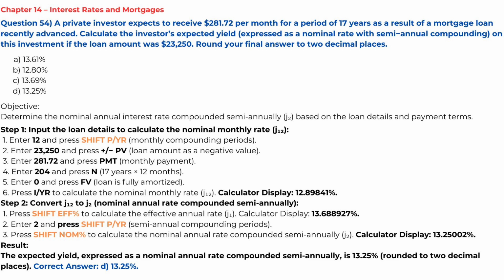Step 2. Convert J12 to J2, nominal annual rate compounded semi-annually. Press Shift Effective. The calculator displays 13.688927%, that is J1 is 13.688927%. Enter 2 and press Shift PYR. Press Shift Nom. The calculator displays 13.2502%, that is J2 is 13.2502%. Final result: the expected yield, expressed as a nominal annual rate compounded semi-annually, is 13.25%, rounded to 2 decimal places. Correct answer D, 13.25%.